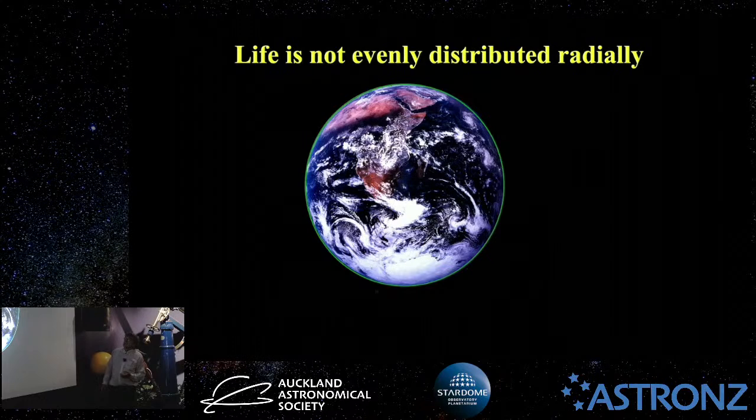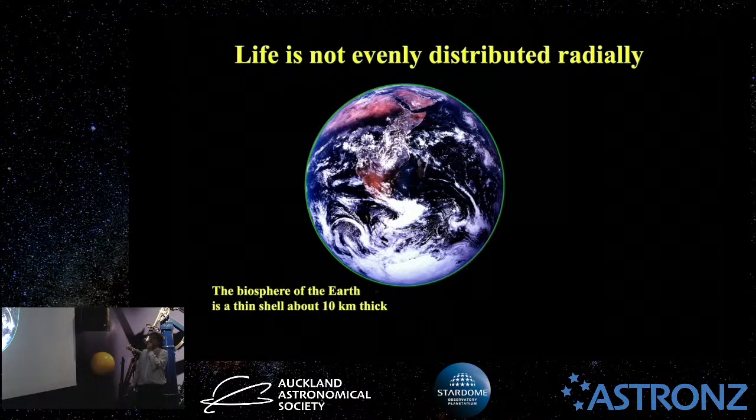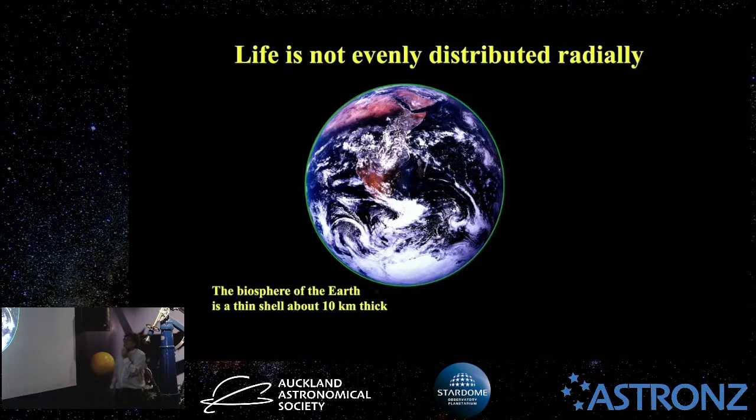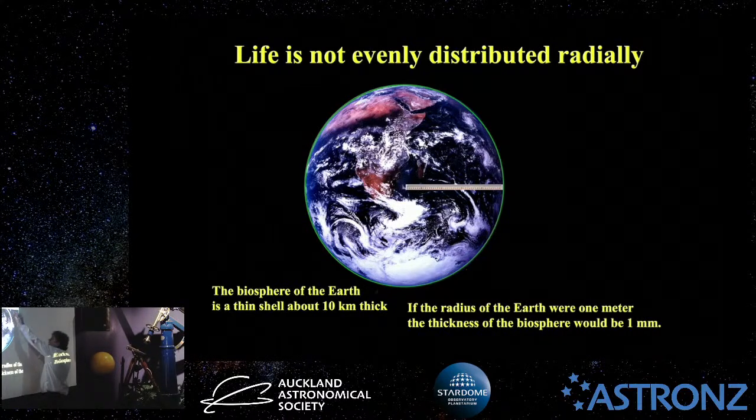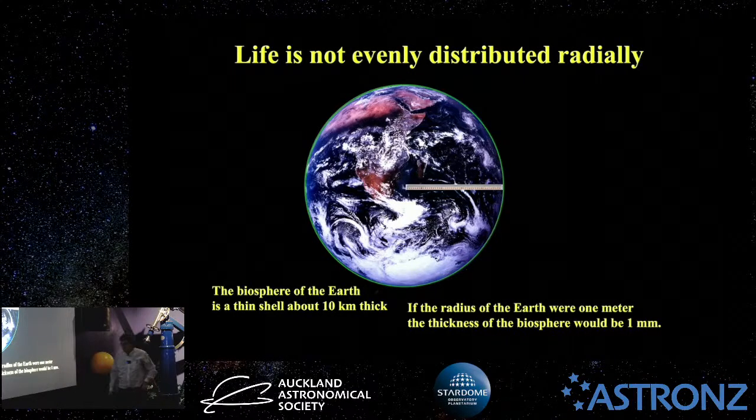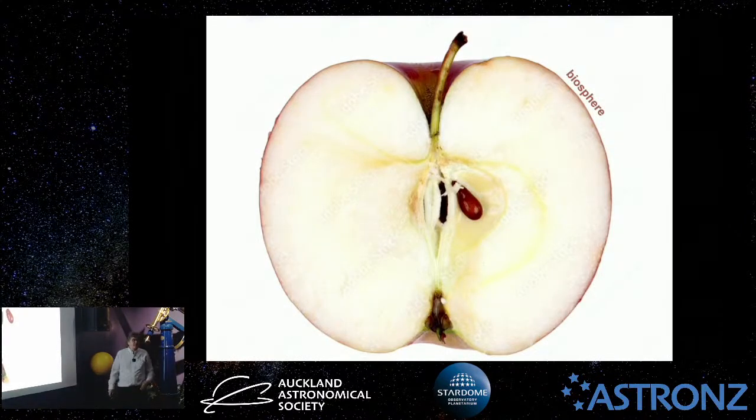Now, life is not evenly distributed radially. That green thing there, that's where life is. The biosphere of the Earth is a thin shell, about 10 kilometers thick. If you take a meter stick, and the radius of the Earth were 1 meter, the thickness of the biosphere would be 1 millimeter. That's about the thinness of the skin of an apple. Very, very thin. And that's why it's so easy to pollute. If you have an atmosphere that's only that thick and you're doing anything to it, it's a very, very thin layer into which you're putting your stuff.